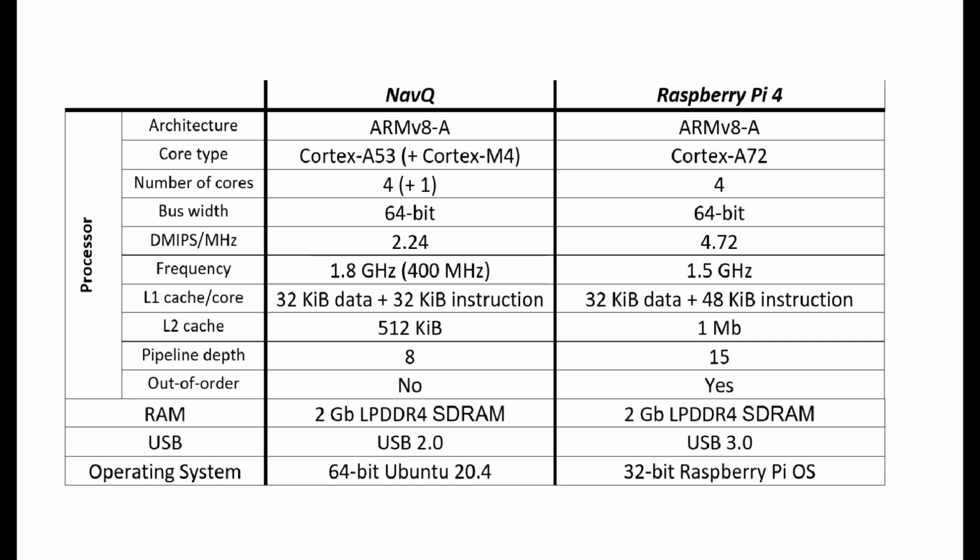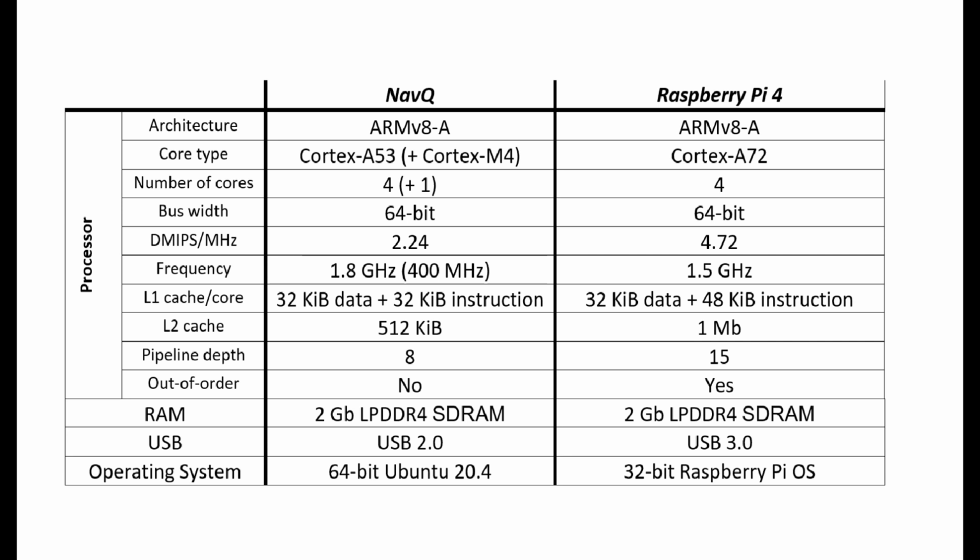The most significant difference is in the processing power. That is double on the Raspberry Pi system, 4.72 versus 2.24. The NavQ system has a small advantage in working at a slightly higher frequency. But the L1 cache, the L2 cache, and the pipeline depth are to the advantage of the Raspberry Pi 4. The Raspberry Pi 4 also has an out-of-order execution unit that is missing on the NavQ system.